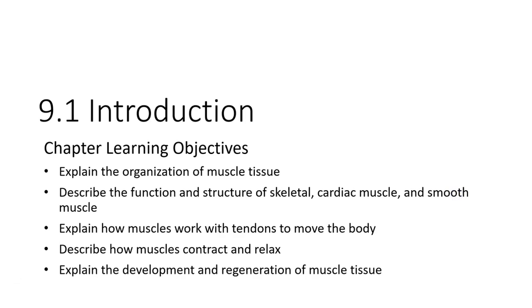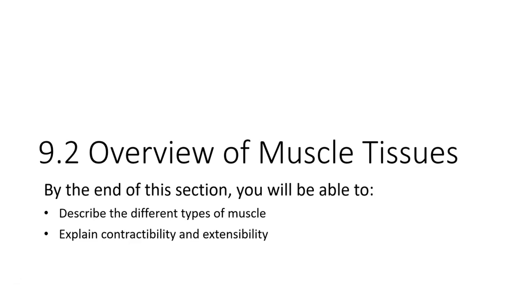So, I'm not going to go through all these learning objectives, but we're just going to look at how muscle tissue is organized. We'll briefly touch on the three types of muscle tissue. We'll talk a little bit about tendons, and then most of our focus is going to be on how muscles contract and relax. So we're going to go through some of the physiology of that, as well as the anatomy and how the physiology and anatomy work together to allow muscles to function the way that they do, and then we'll touch a little bit on development and regeneration of muscle tissue.